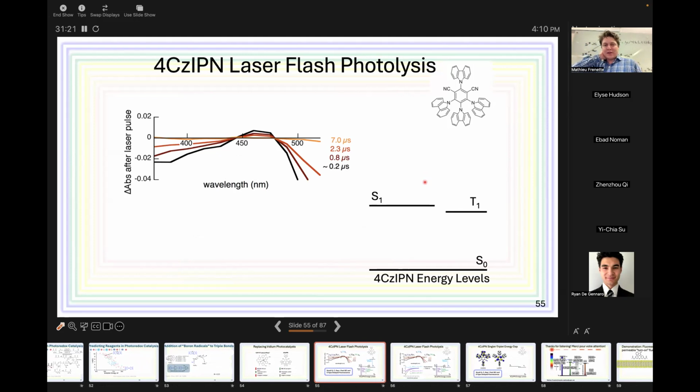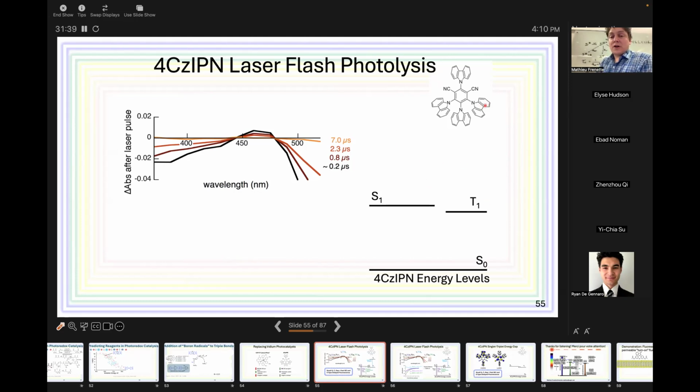So a lot of the experiments that we do is something called laser flash photolysis, where we pulse a sample with a laser and we measure transient absorption. So basically we measure the sample's absorption a few nanoseconds after the laser hits. And then we follow that absorption over time.